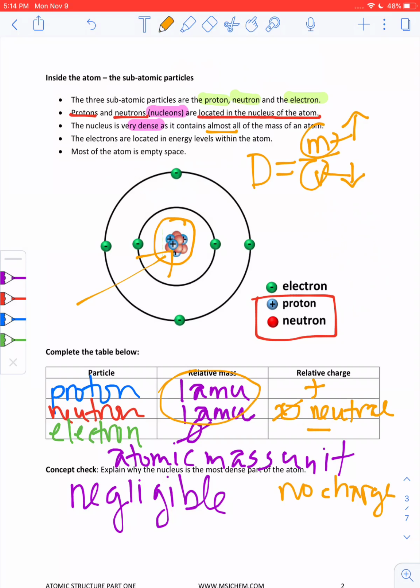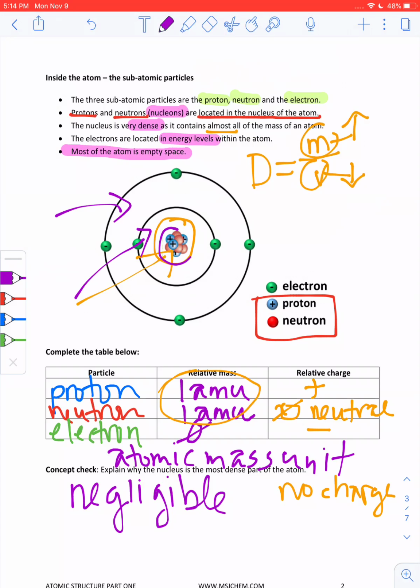The other thing that we need to know is the electrons. They are not in the nucleus. The electrons are in the energy levels. They're not in the nucleus, all right? And then this is kind of the most important thing here. Most of the atom is empty space, guys. So all this space in here in between the energy levels, that's what the atom's mostly made of.